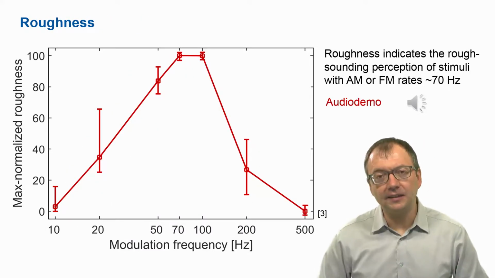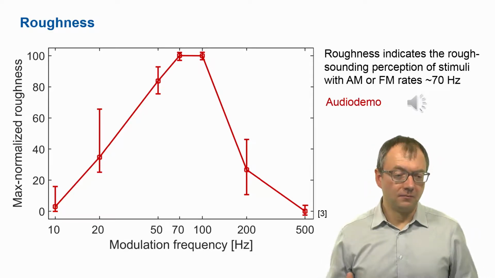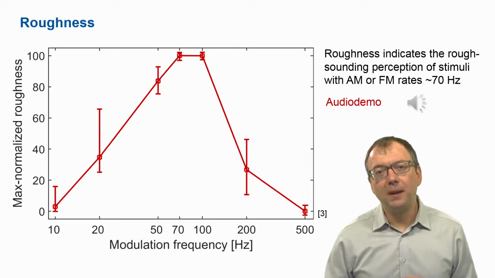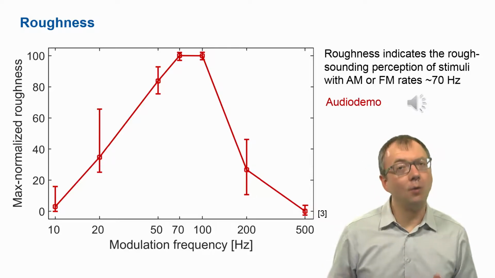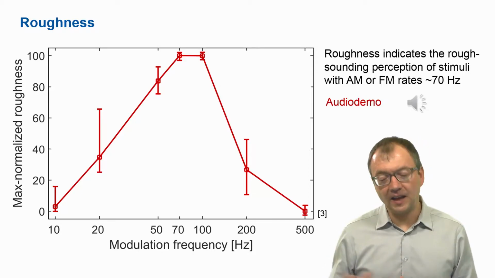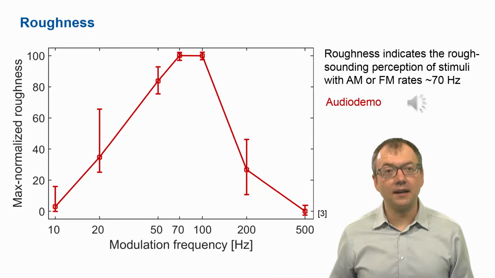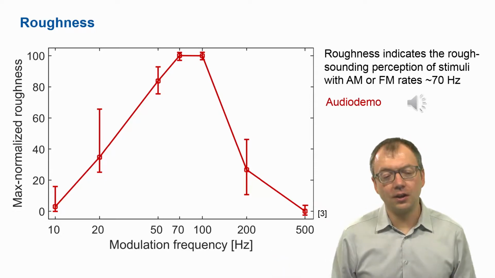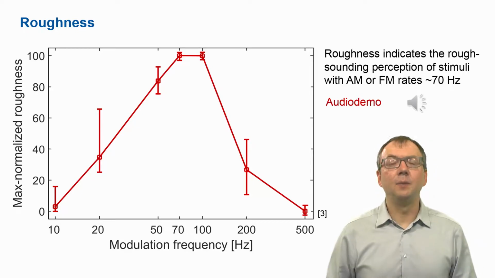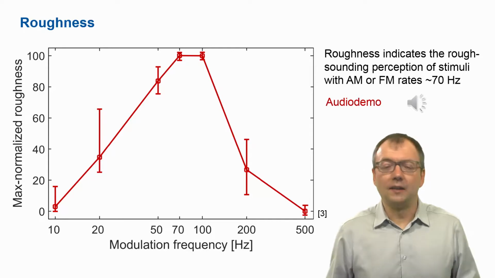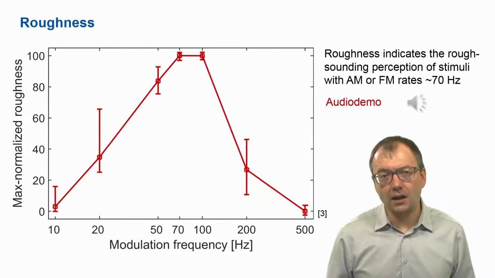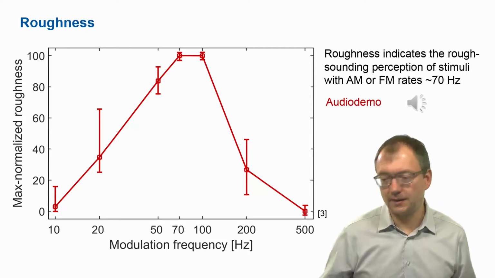Roughness is a related percept that expresses how rough sounds sound to us. It peaks at modulation rates, AM or FM, at about 70 Hertz. And then tails off if rates get higher and higher, or towards low rates. Eventually it's going to be fluctuating in perception rather than rough. Roughness can be related to the sound that you might hear when you speak a rolling R. That rolling R sound is also a rough sound.